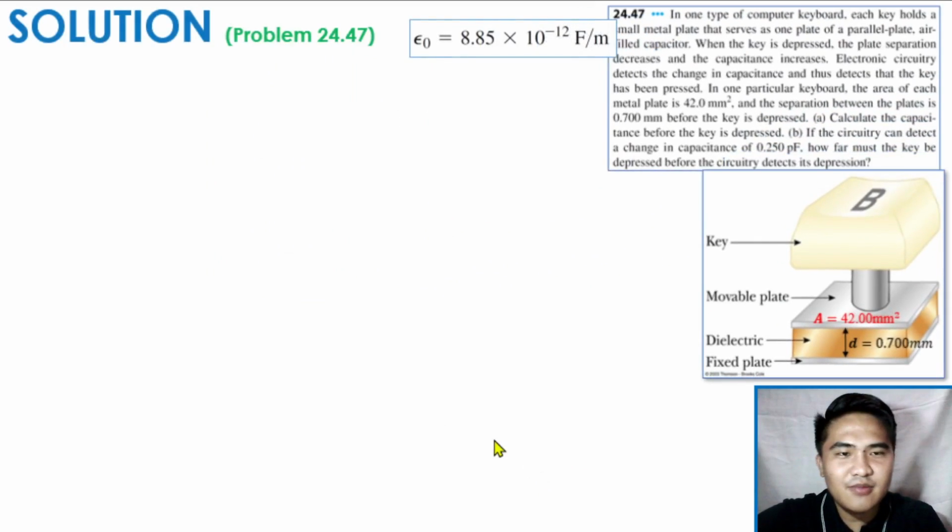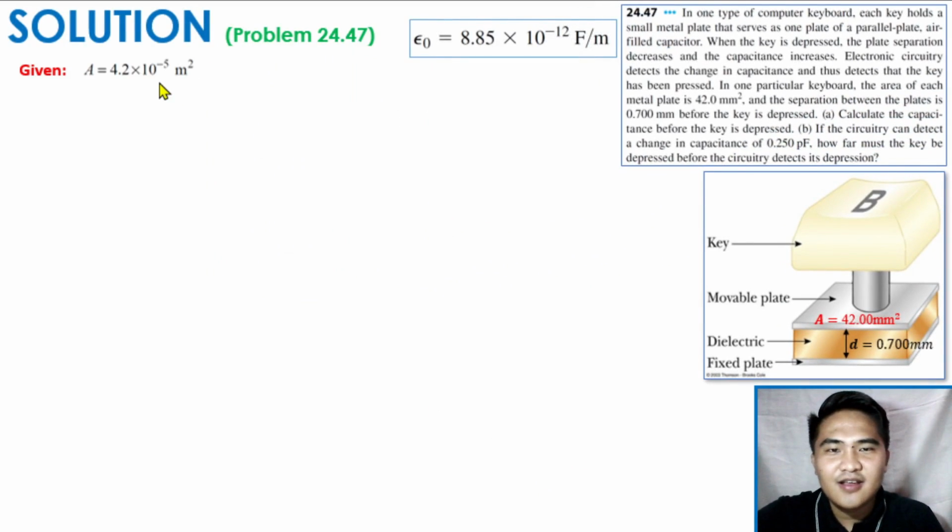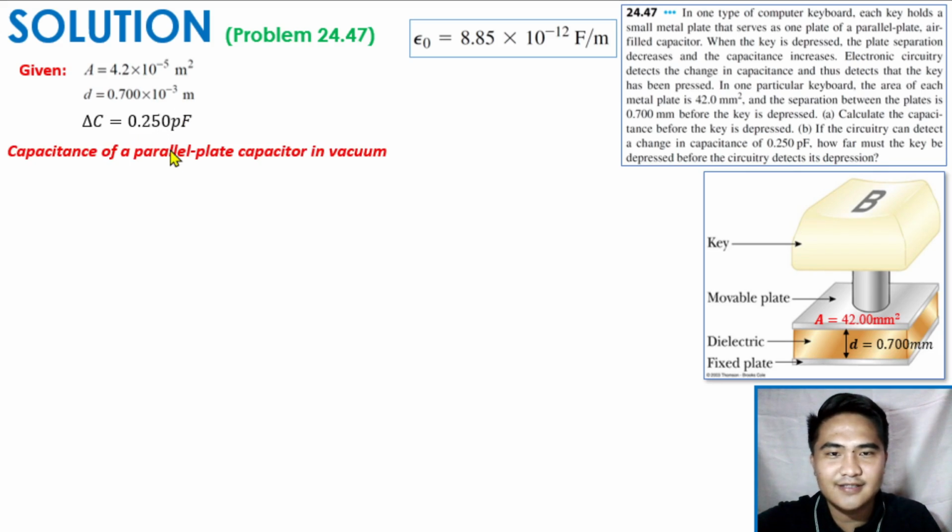So to solve this problem, we have the following given. The area of the plate is 4.2 times 10 to the negative 5 square meter. The distance between the two plates is 0.7 times 10 to the negative 3 meter. And the change in capacitance is 0.25 picofarad.